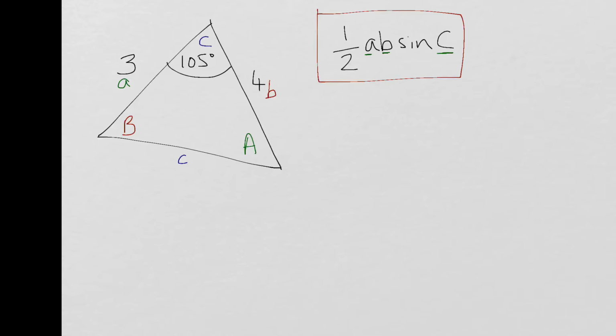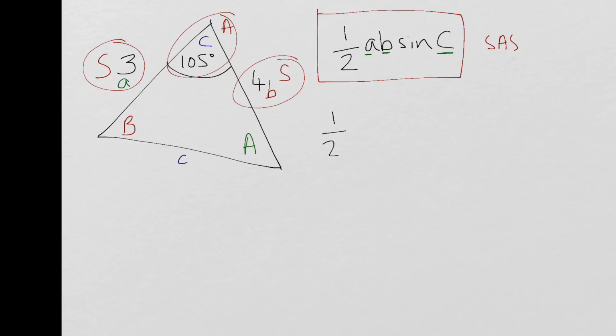So what you will notice is that when we're using the sine rule for area, we end up needing, similar to the cosine rule, a side, an angle, and the next adjacent side. We need that SAS again for this to work. So whenever you're using this formula, you also need to have that SAS. So let's substitute the values in.